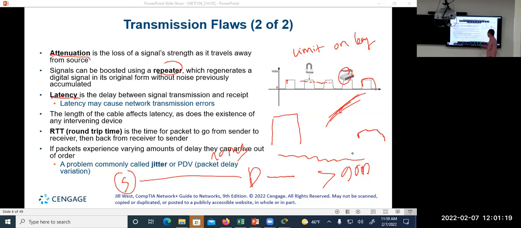It depends on what type of traffic and transmission you have, and it can cause transmission errors. The length of cable affects the latency, because the longer you run, the more time it takes. Then we have the round trip time, which means you deliver and you receive back. You can check latency or round trip time with the ping message. It tells you how long it takes to go from the source to the destination.